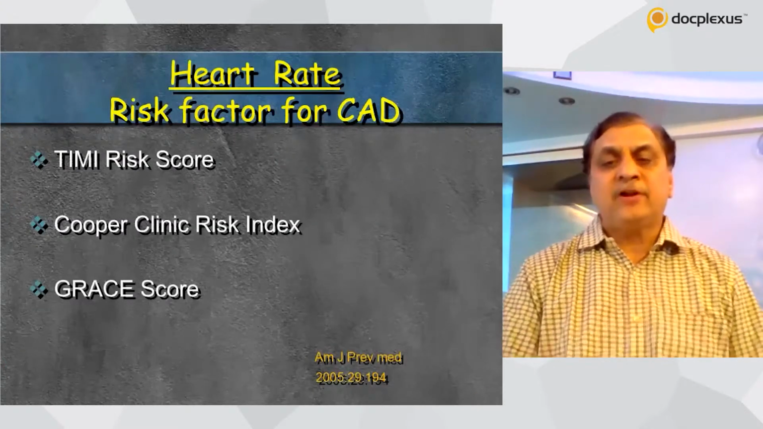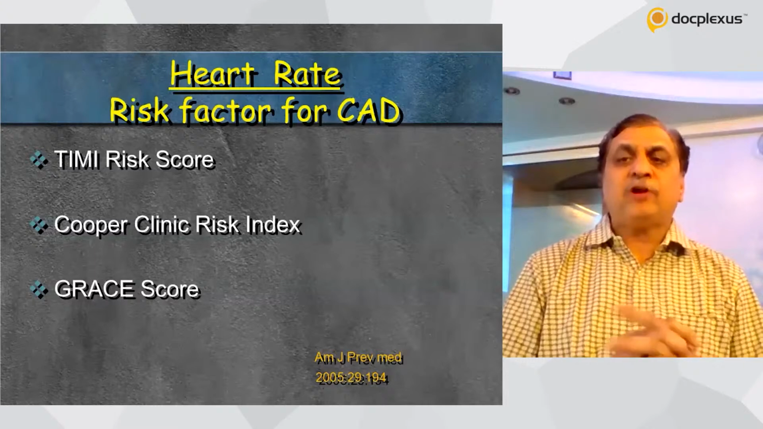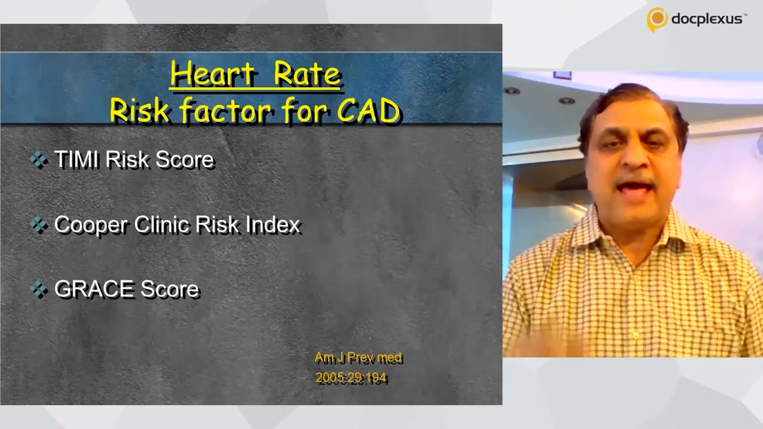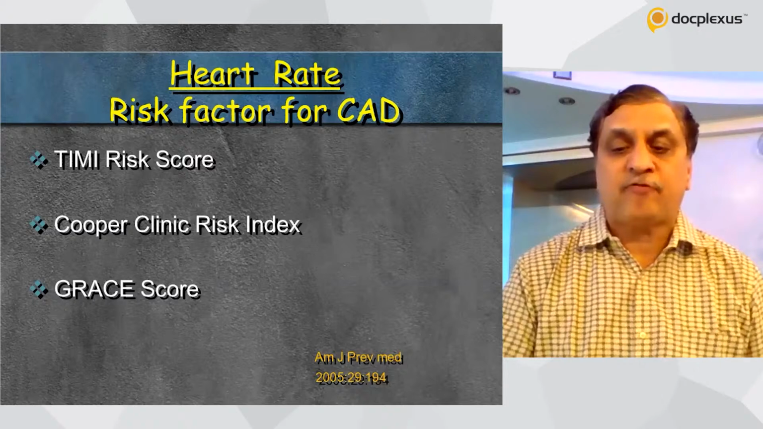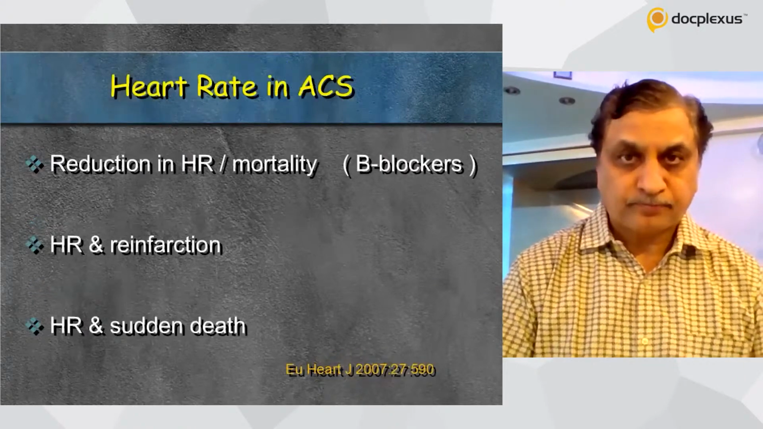And in fact, there are several scores from several years ago which determine risk for stable angina, which have kept heart rate more than 85 as an independent risk marker for coronary artery disease and events.